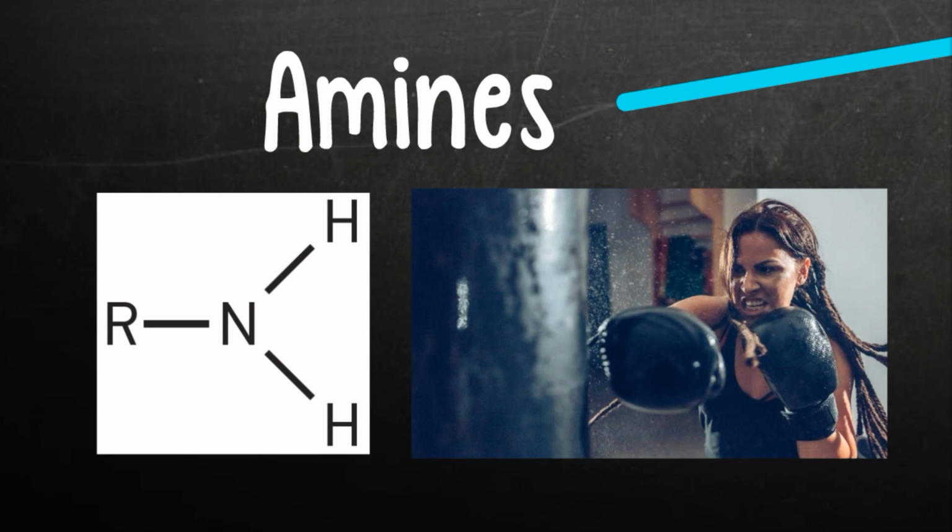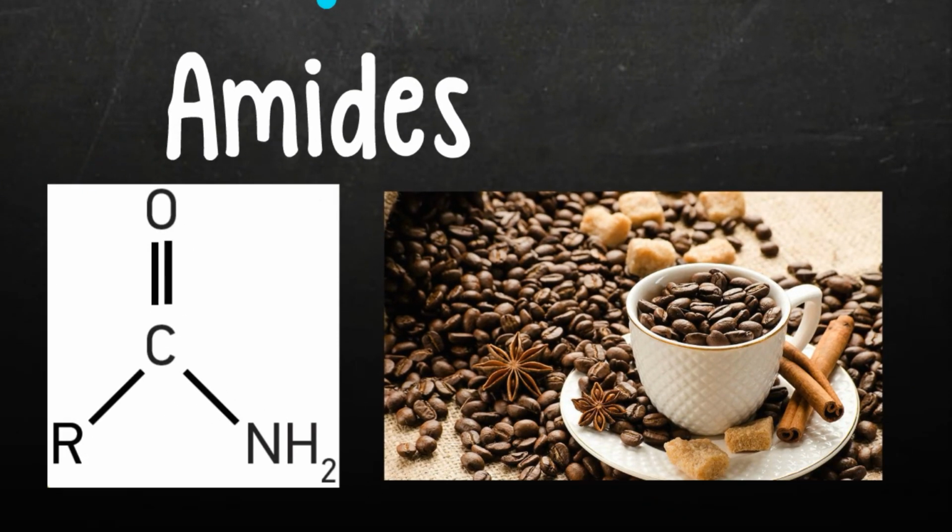The final functional group that we will be going over is amides. You can identify an amide functional group by a carbon double bonded with an oxygen. Attached to one side of the carbon is the rest of the molecule, and attached to the other side of the carbon is NH2. Caffeine contains both the amine and amide functional group.